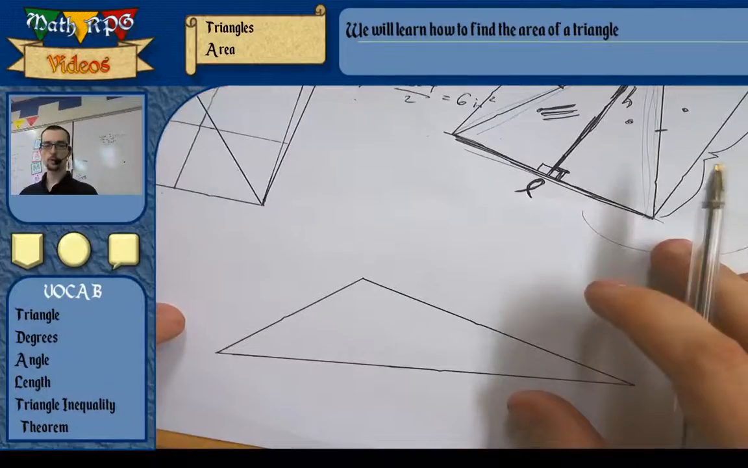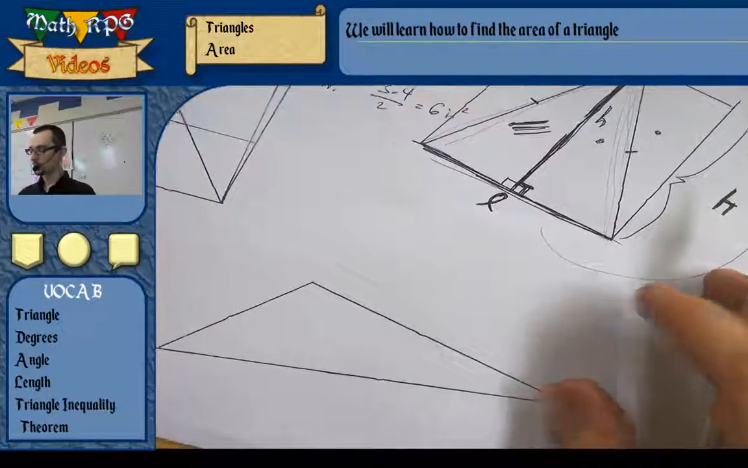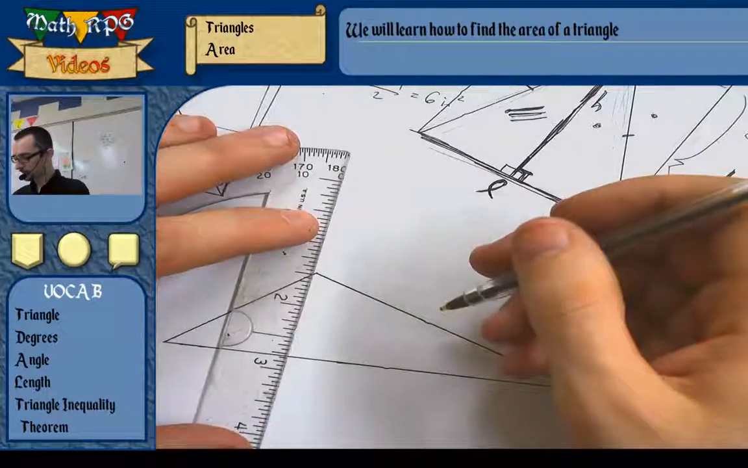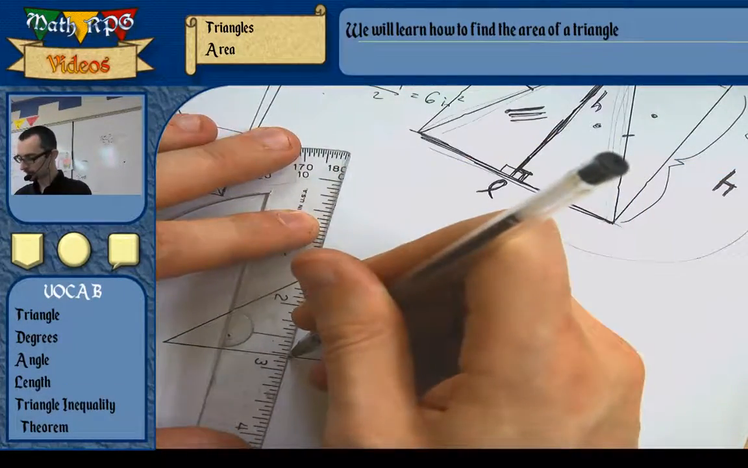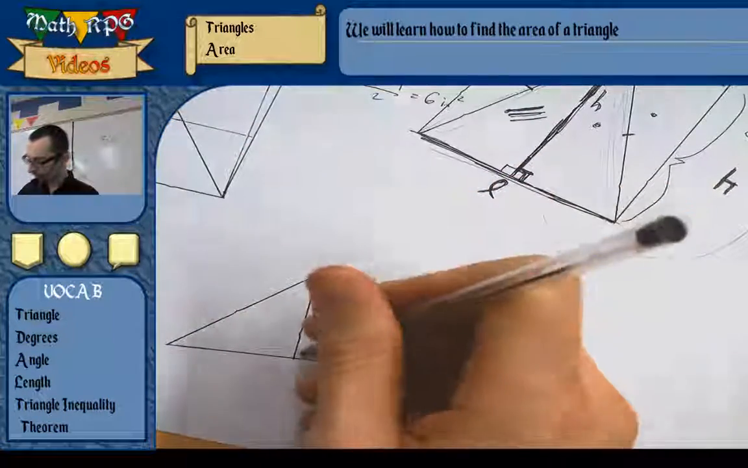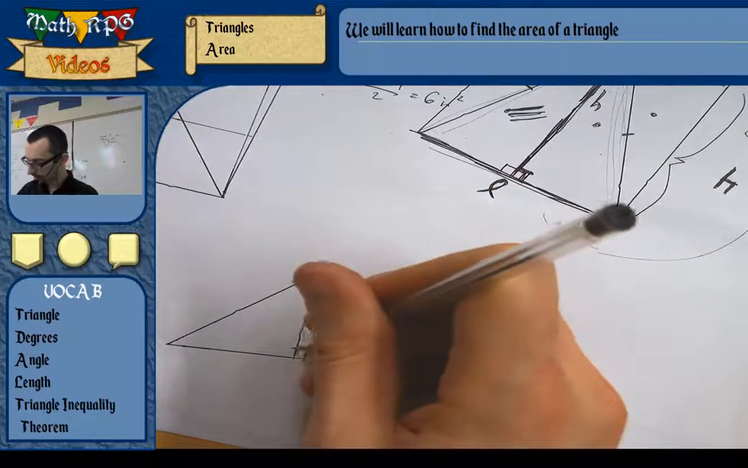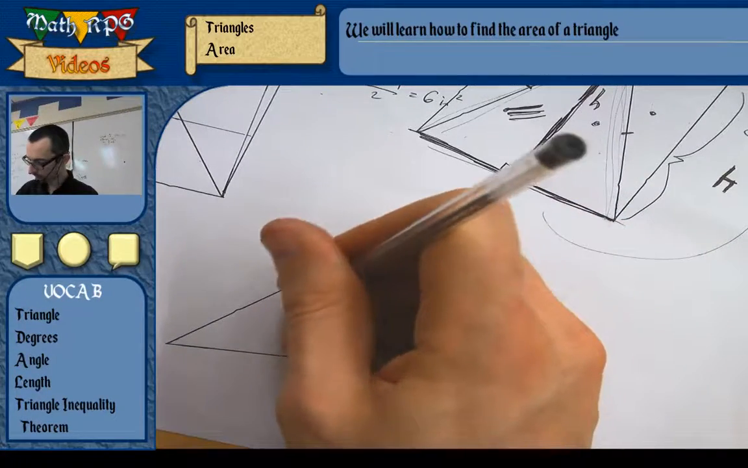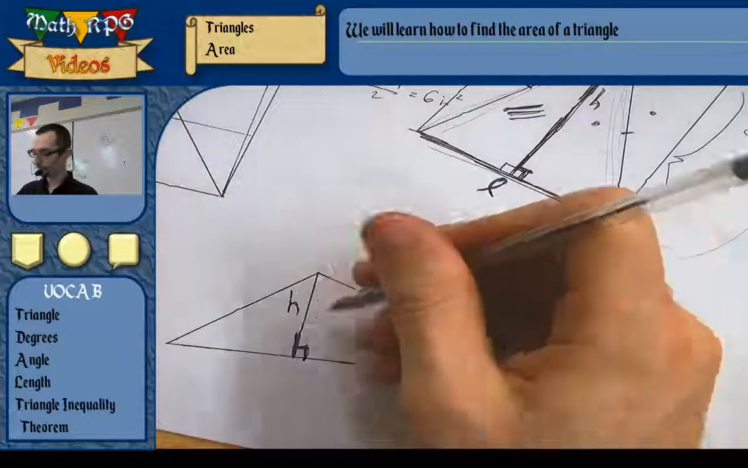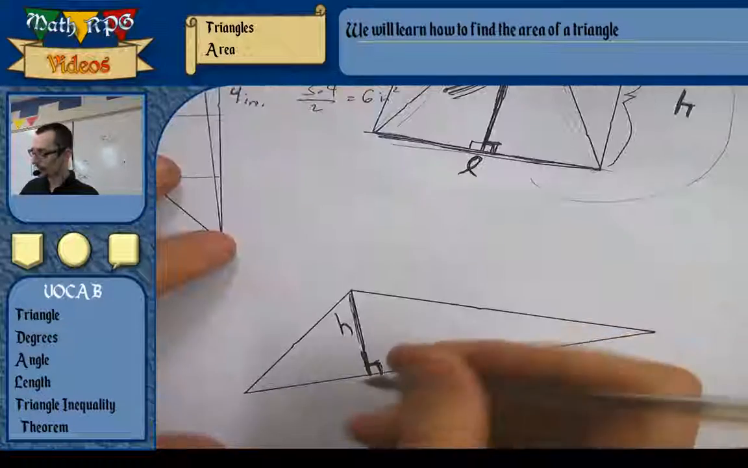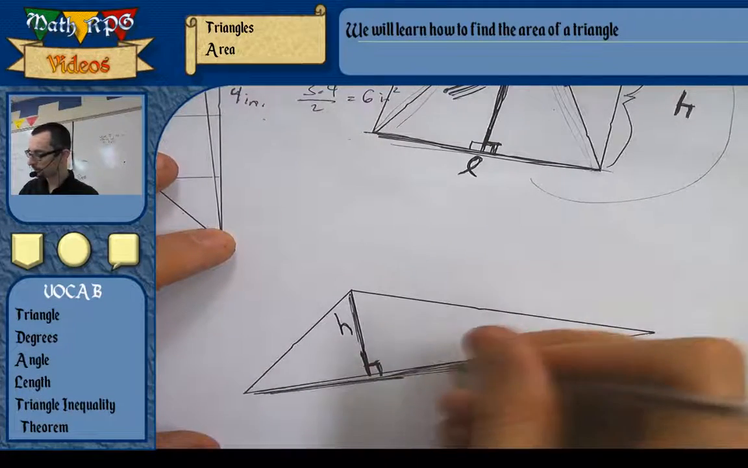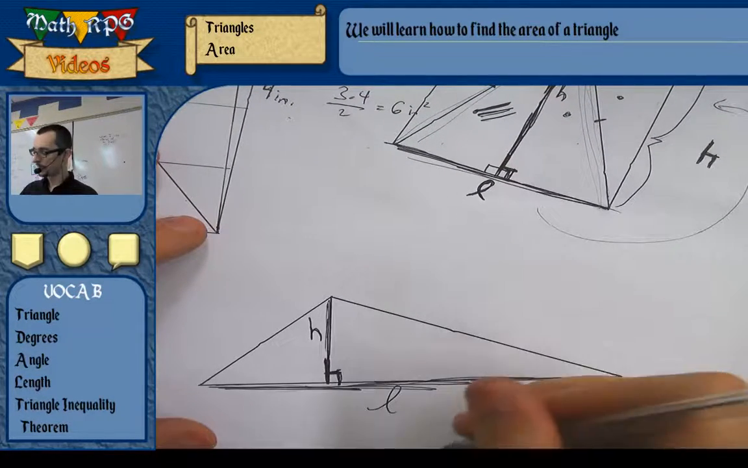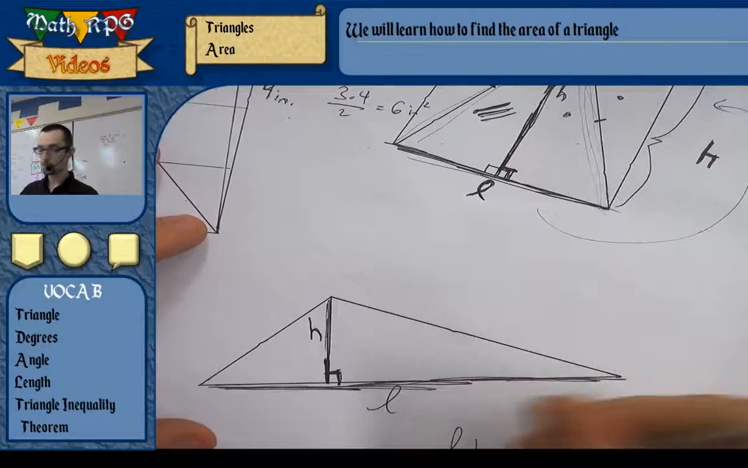And that works for obtuse triangles as well. I will just take my long side, put a straight line up from the bottom that goes to the next point, like that. Now that is a height. See that? This right here is my height. This is my length. This whole thing down here is my length. And my area would be length times height, but then divided by 2.